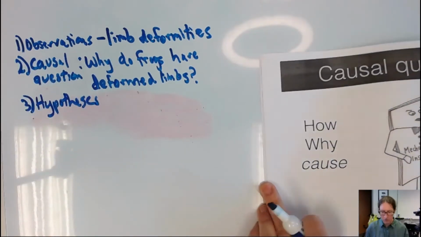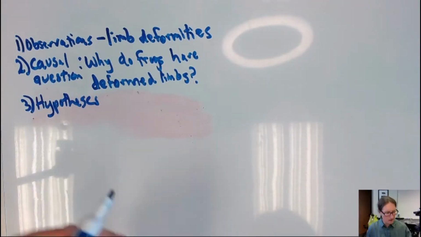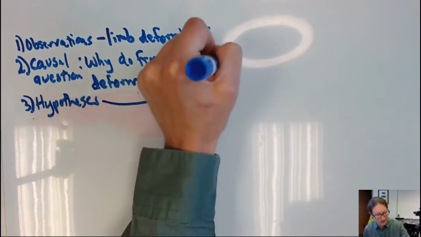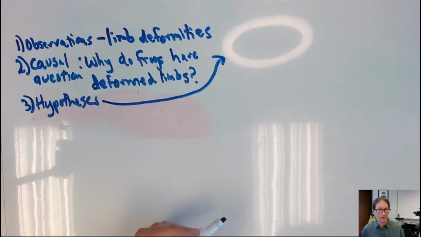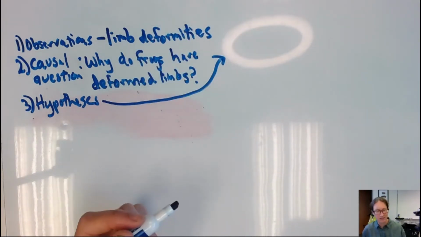Okay, so what might be some things that could cause frogs to have deformed limbs? We know that, for example, sunlight is something that causes cancer in many cases in people, and maybe deformities are somehow related to things that cause cancer. So maybe something about sunlight's involved.